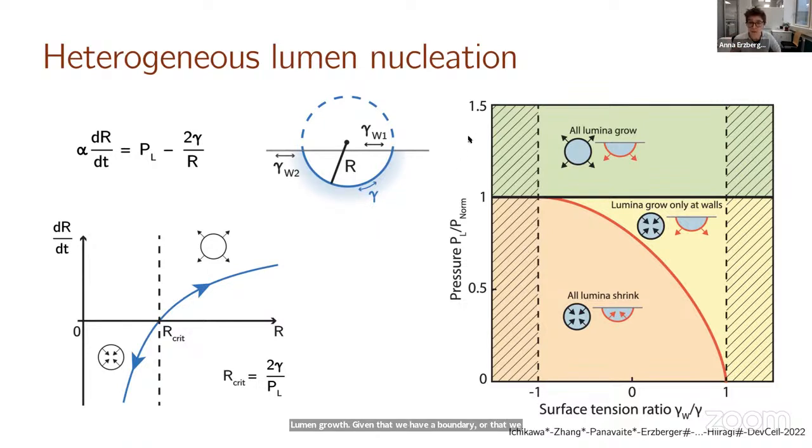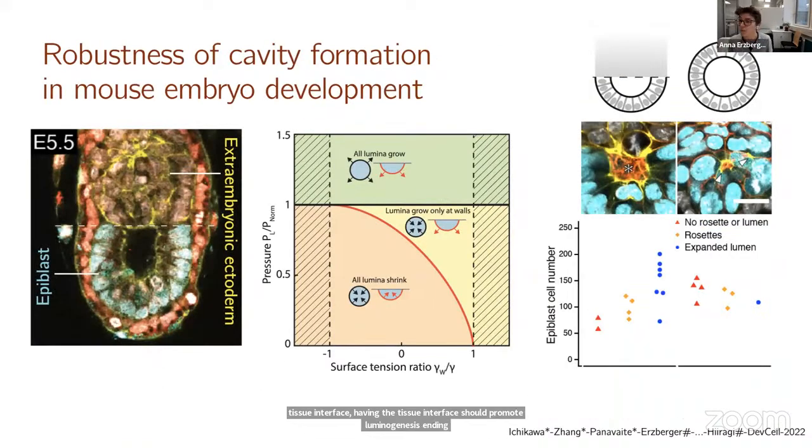And then we can write this kind of parameter diagram here. Again, the hatched regions correspond to the de-wetting and the total wetting regions. And in the partial wetting region, what we see is that the presence of the wall essentially buys us this yellow part of the diagram. So in the case that the parameters favor an interface between the lumen and the tissue interface, having the tissue interface should promote luminogenesis. And indeed, yes, please.